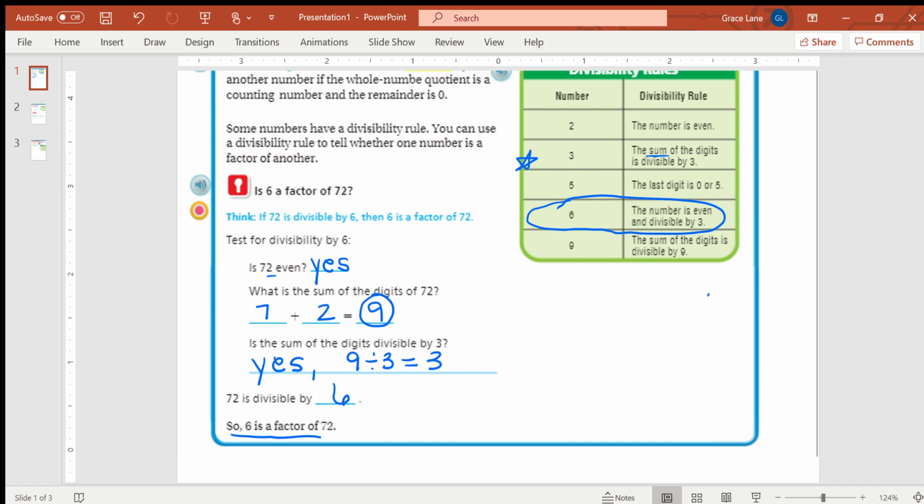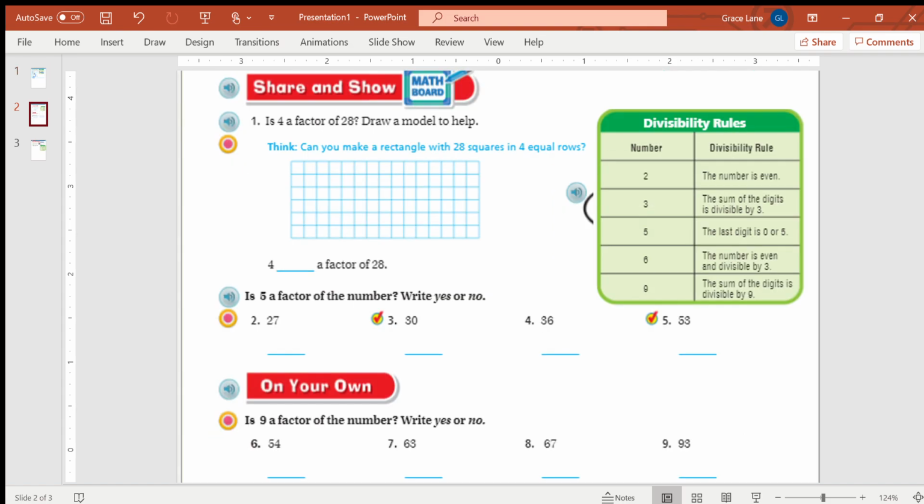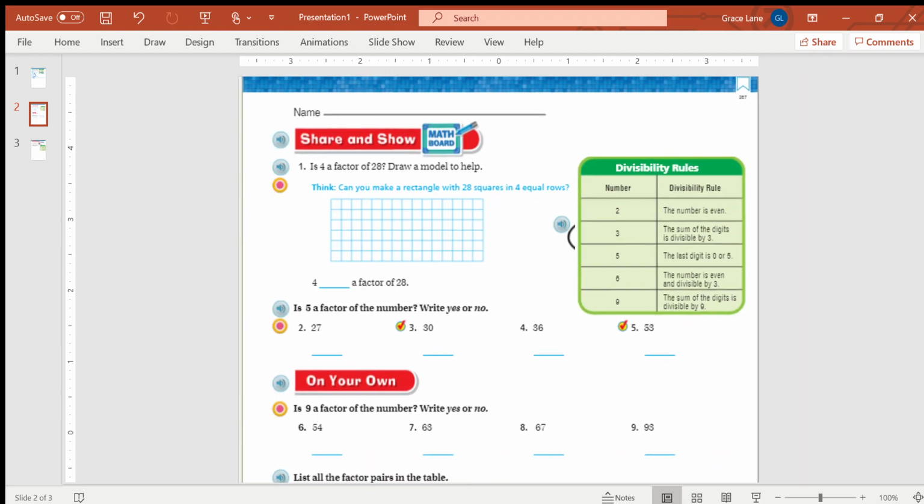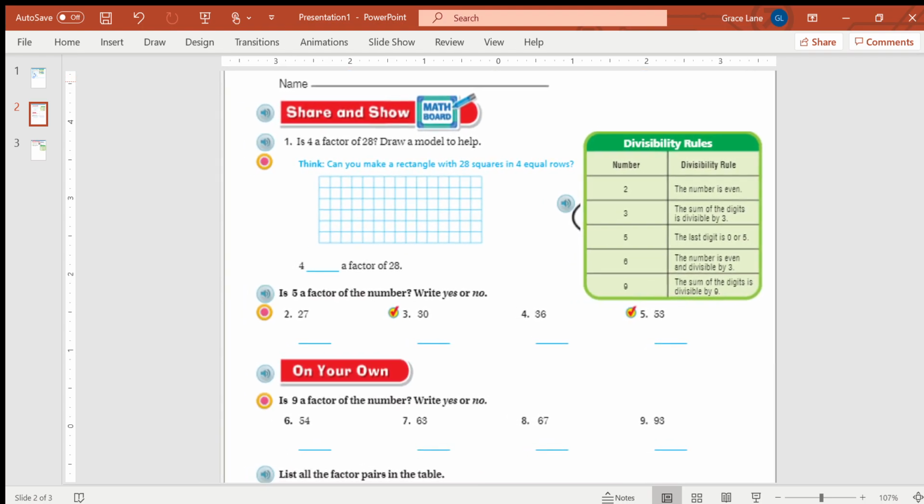We're going to come back to the try it question later, and we're going to actually look at page 287 next. Okay, so we are on page 287, the share and show section. I copied my green rules chart so that it was on this page. So you guys are just going to have to look back at the last page to help you with the rules. But number 1 says, is 4 a factor of 28? Draw a model to help.